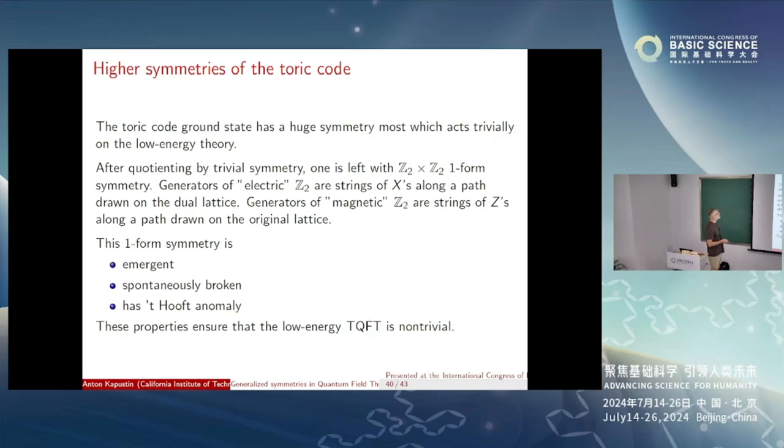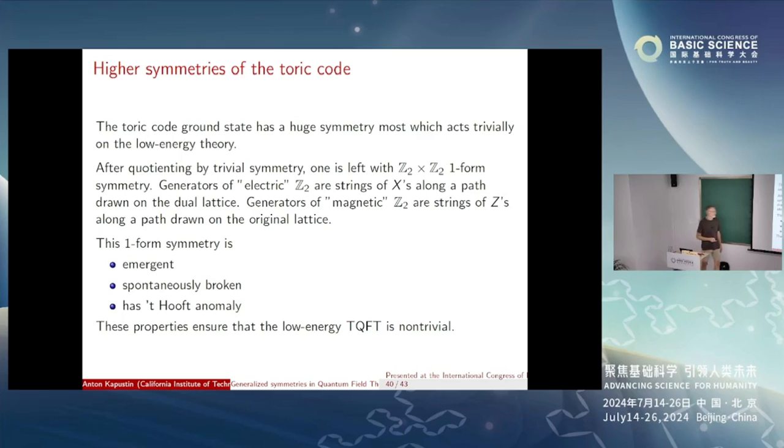Well, if you literally look at this toric code, it has a huge symmetry. There are lots and lots of symmetries which act, but most of them act trivially in the low energy theory. After quotienting by these trivial symmetries, you still have something left. That something is a Z2 cross Z2 one-form symmetry. What are the generators? Just strings of X's along a path on the dual lattice, or strings of Z's along a path on the original lattice. Now, this one-form symmetry is only present at low energies, so it's emergent. It's spontaneously broken, because if you look at charged objects for this, they do not exhibit an area law. And moreover, it turns out that the strings which generate the electric Z2 are charged under the magnetic Z2, and vice versa.